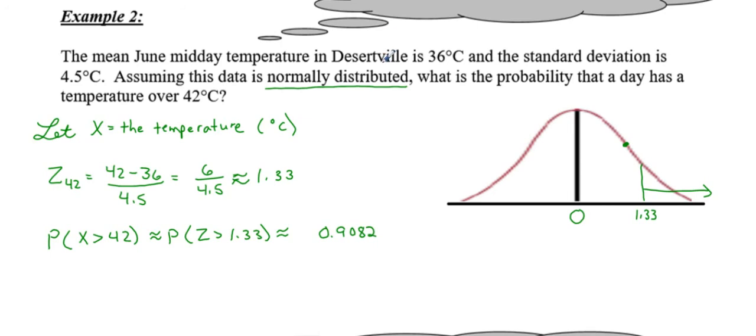But what we said is the number in the table gives you the probability of being less than that number. So this is 0.9082. To figure out this probability here, what you want to remember is that the probability in total is equal to 1. So it's going to be 100% minus this 90.82%. So 1 minus 0.9082 is equal to 0.0918.